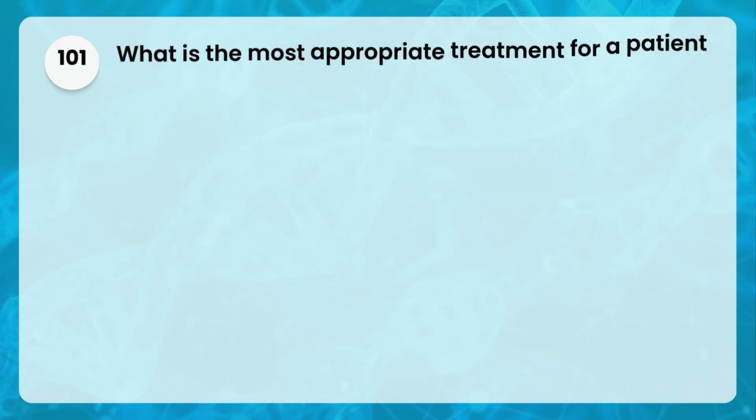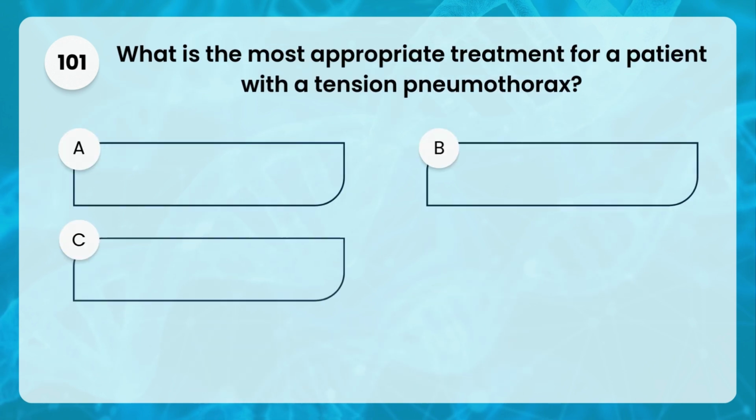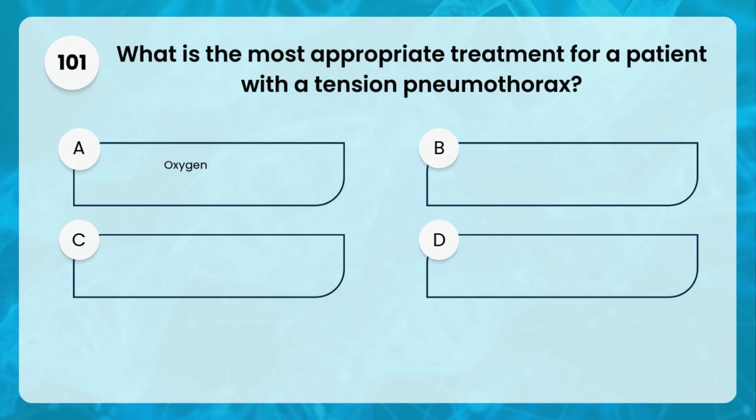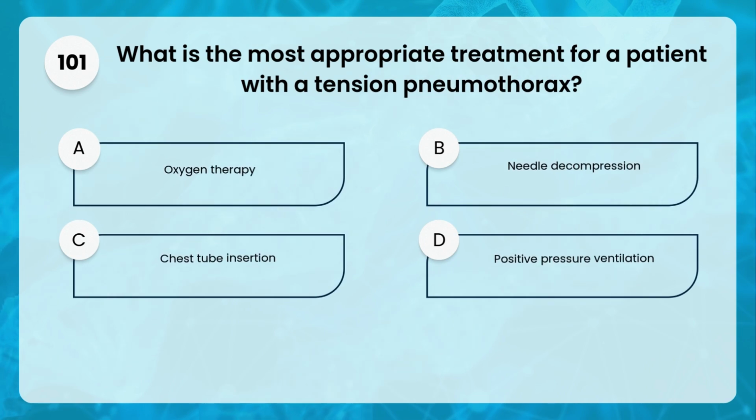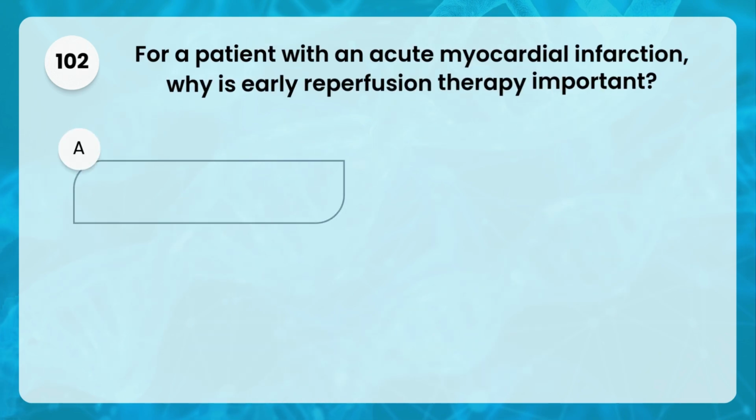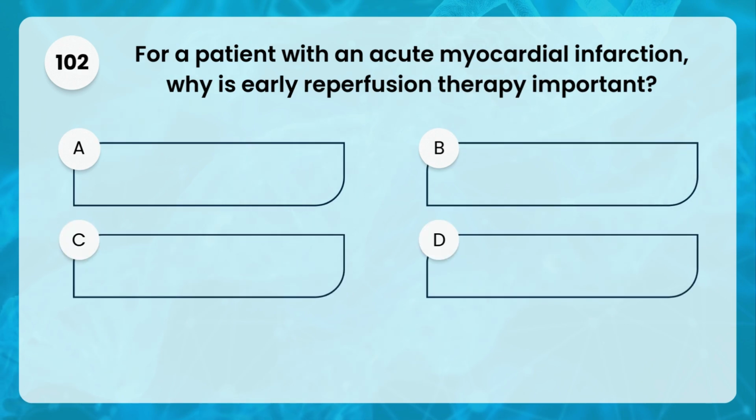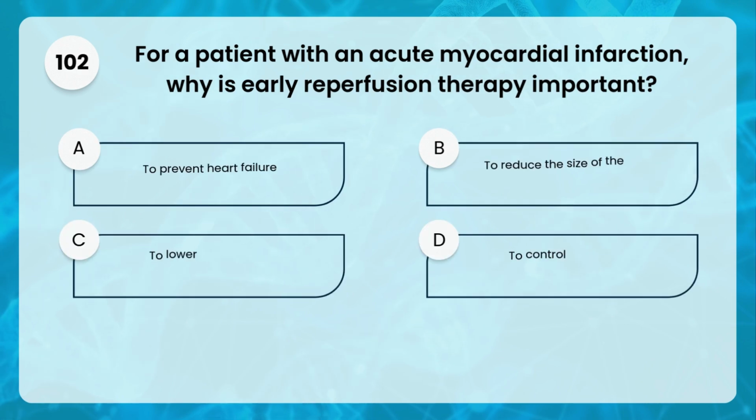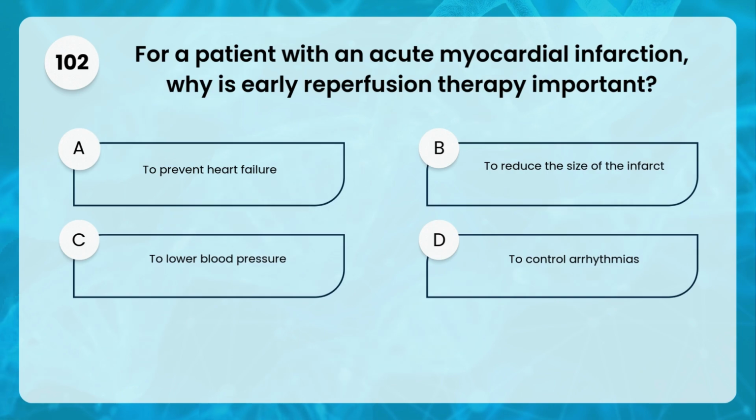Number 101. What is the most appropriate treatment for a patient with a tension pneumothorax? A. Oxygen therapy. B. Needle decompression. C. Chest tube insertion. D. Positive pressure ventilation. The answer is B. Needle decompression.